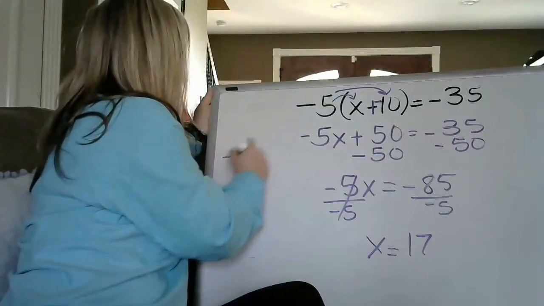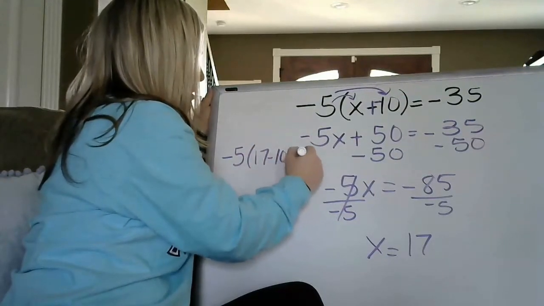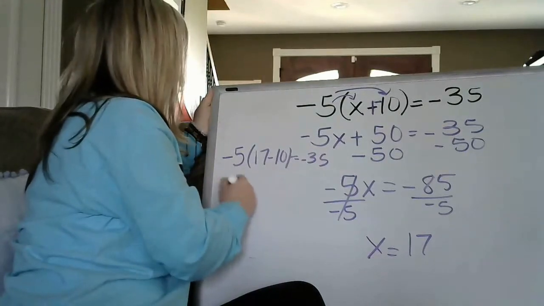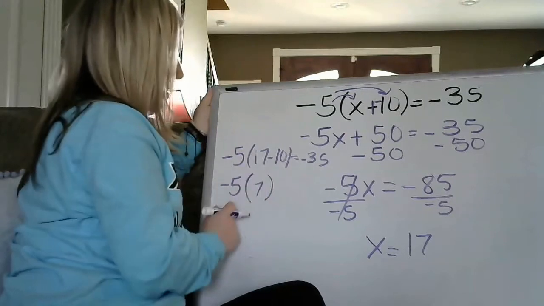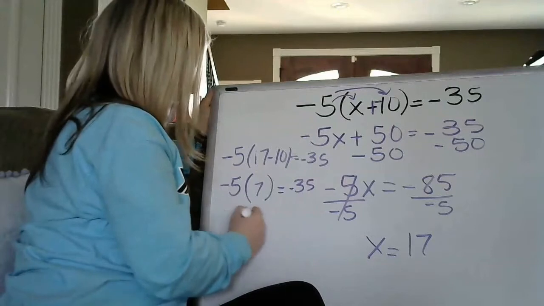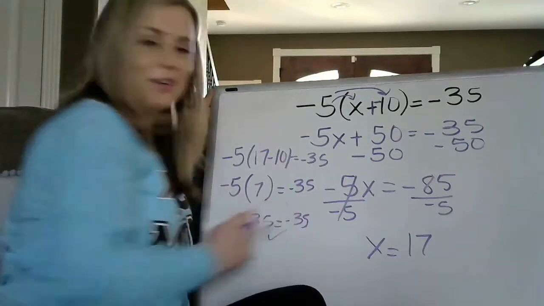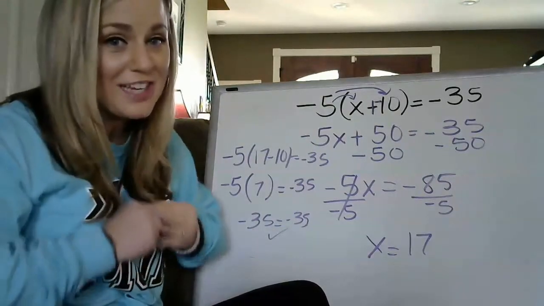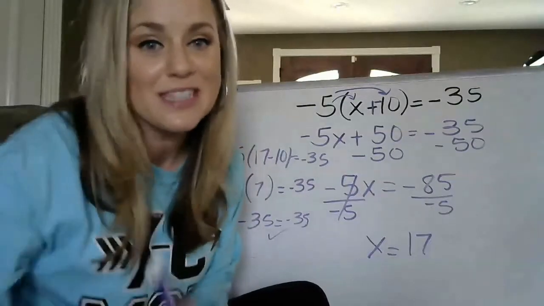So I have negative 5 times positive 17 minus 10 equals negative 35. All right, 17 minus 10 is 7, so this is negative 5 times 7, which is equal to negative 35. Negative 5 times 7 is negative 35, equals negative 35. Our answer worked. Okay, one more example, guys. Make sure that you're asking questions if you have them, and make sure that you're attempting these on your own also.